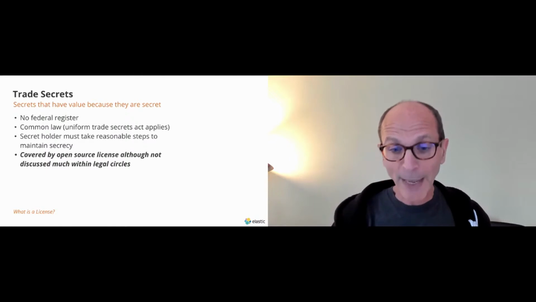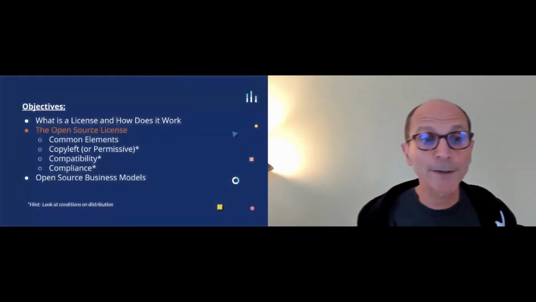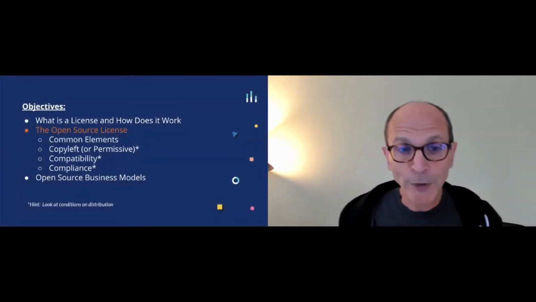So the four rights are patents, copyrights, trademarks, and trade secrets. The ones that really matter for the purposes of open source licensing are copyrights. So let's talk about the open source license.